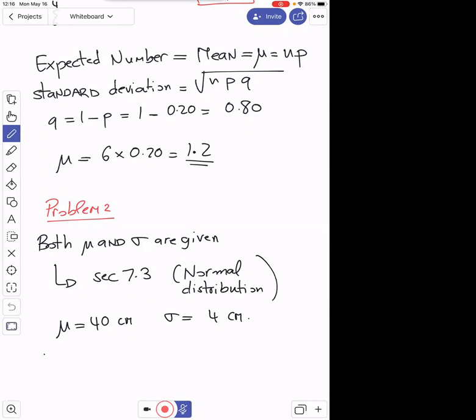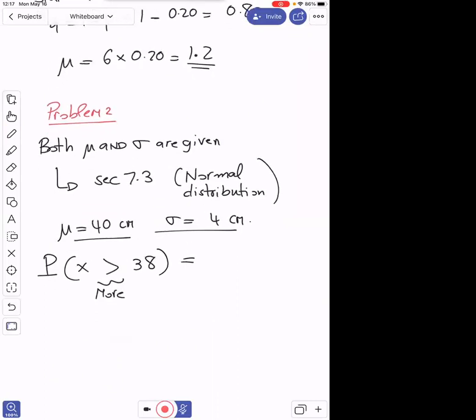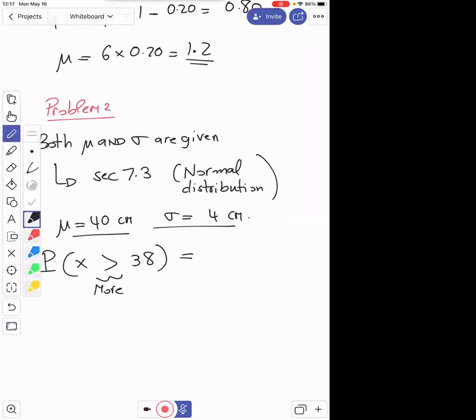So we want to find the probability that x, which represents the length in centimeters of a fish caught in the lake, is more than 38. So why are mu and sigma given? That's because you can convert this x to z, and then use table number 3 to get the answer.